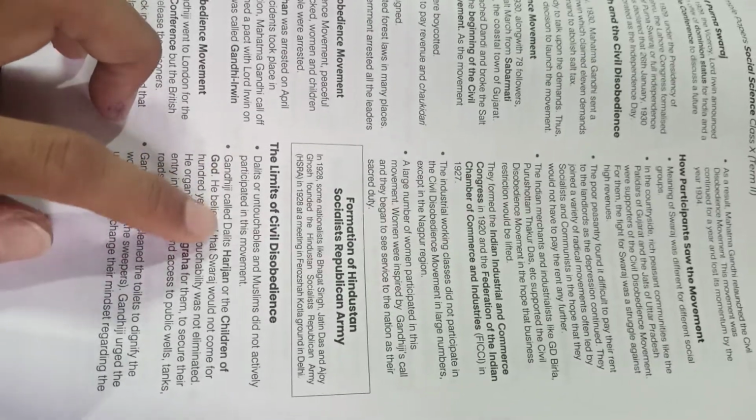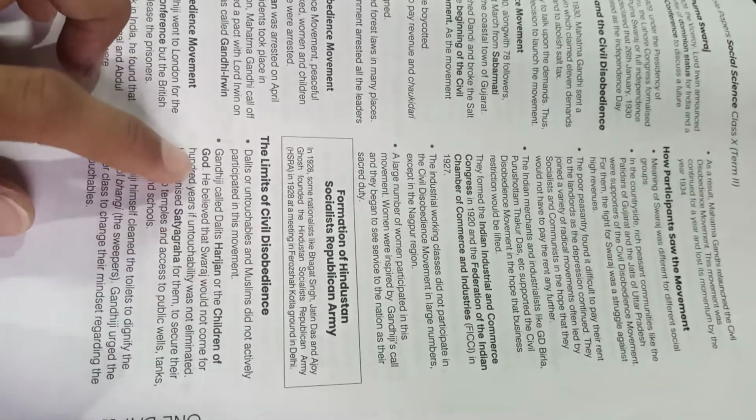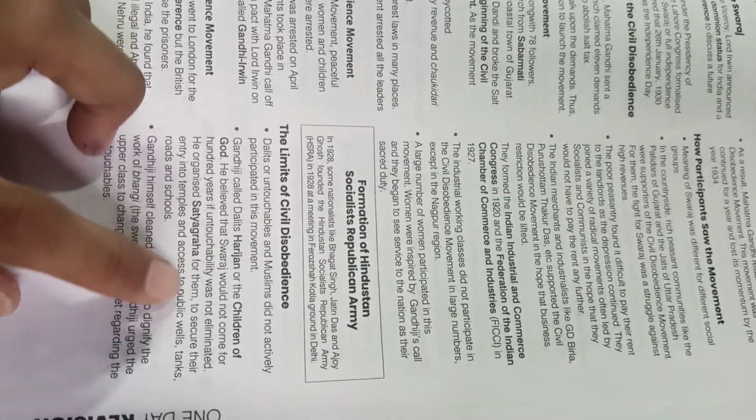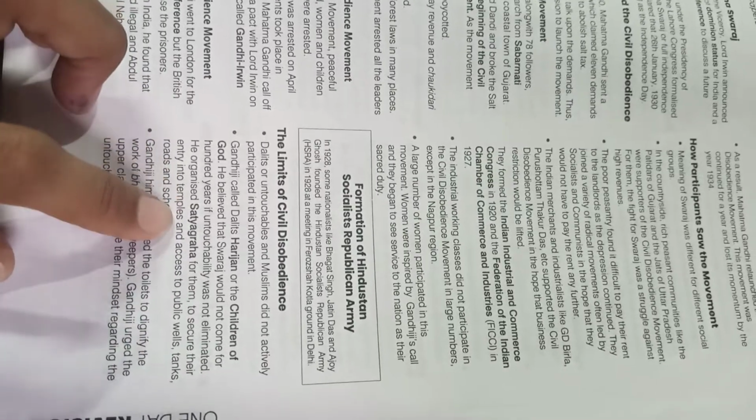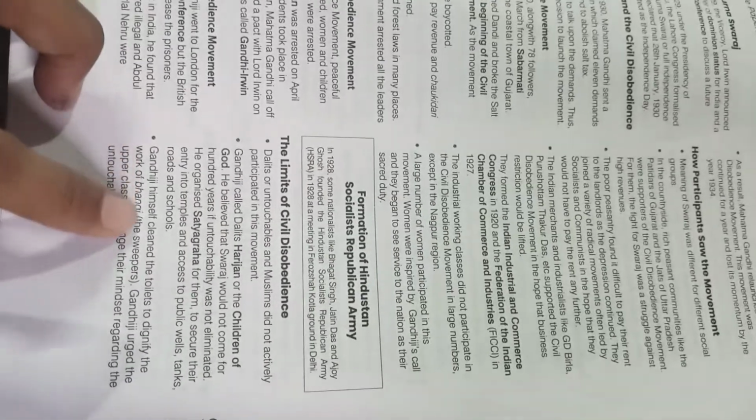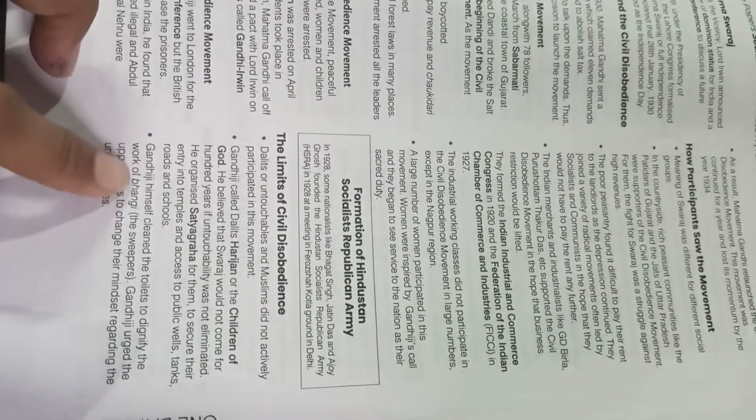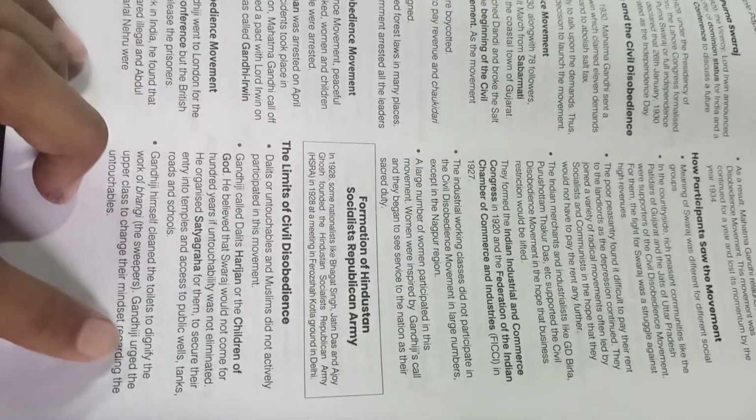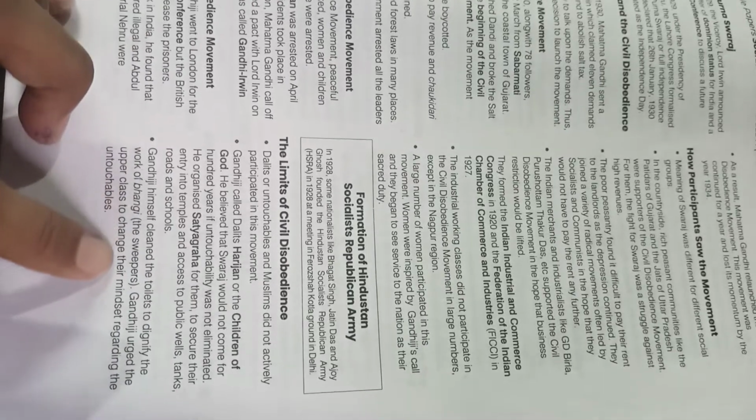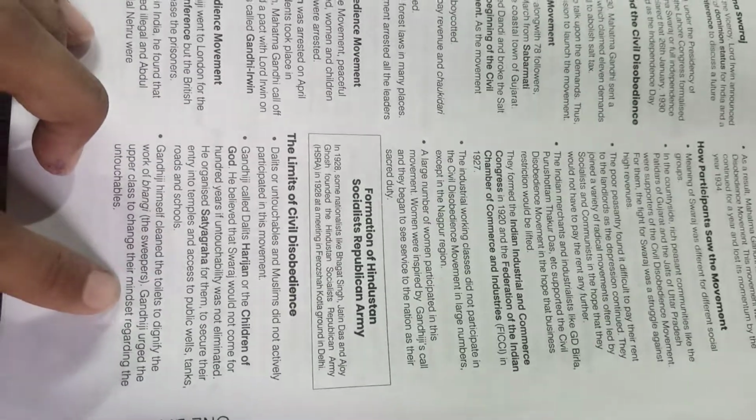Second point is Gandhiji called Dalits Harijan, or the children of God. He believed that Swaraj would not come for hundreds of years if untouchability was not eliminated. He organized Satyagraha for them to secure their entry into temples and access to public wells, tanks, roads and schools. Gandhiji himself cleaned the toilets to dignify the work of the Bhangi, the sweepers. Gandhiji urged the upper class to change their mindset regarding the untouchables.